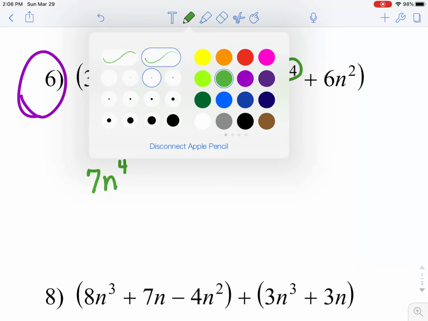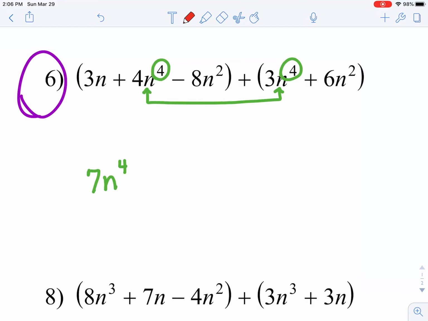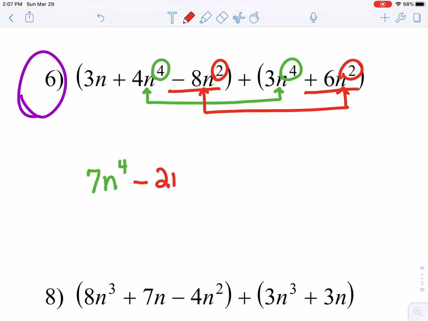And then after that, we are going to do the next highest power. So the next highest power I see appears to be 2. I don't see any 3s, so I see 2s here and here. So these are like terms as well. So I'm going to have negative 8n squared. And remember that negative has to be attached to the 8n squared. So negative 8n squared, and then I have a plus 6n squared. Now, if you need to pull out your calculator, feel free to do that. Negative 8 plus 6 is going to give me negative 2. So together, negative 8n squared plus 6n squared gives me negative 2n squared.